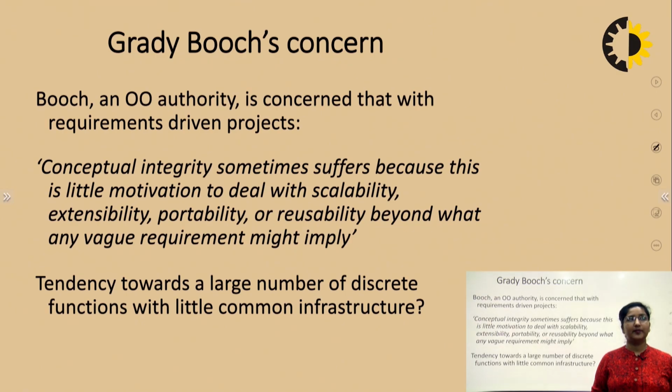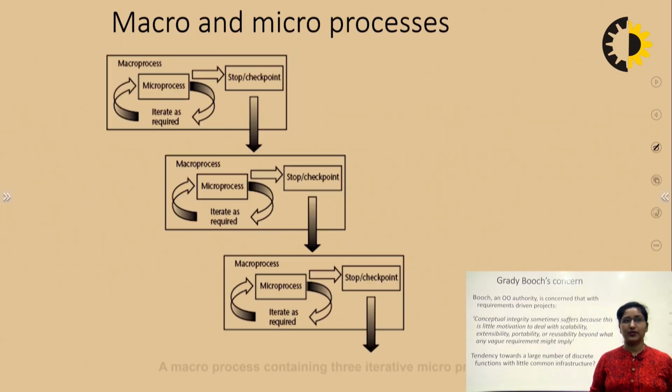So, this is a Grady Booch concern. He is an object-oriented authority on different projects, and he says that conceptual integrity sometimes suffers because there is little motivation to deal with scalability, extensibility, reusability or portability beyond any vague requirement it might imply. So this is how we can select among the various process models, and thereby choose the right process.